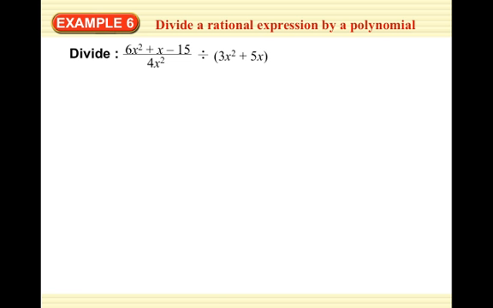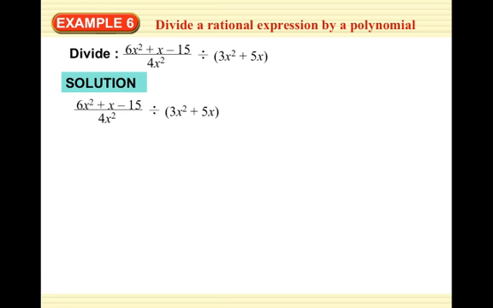Okay, last example, always a good time in the lesson. And then you'll be ready to do the problems to try on your own. We've got 6x squared plus x minus 15 over 4x squared divided by 3x squared plus 5x. Now, anytime you're working with a fraction and a non-fraction, remember you can put it over 1, or you can just think in this case of, okay, I'm going to multiply by the reciprocal. So the reciprocal of 3x squared plus 5x is 1 over 3x squared plus 5x.